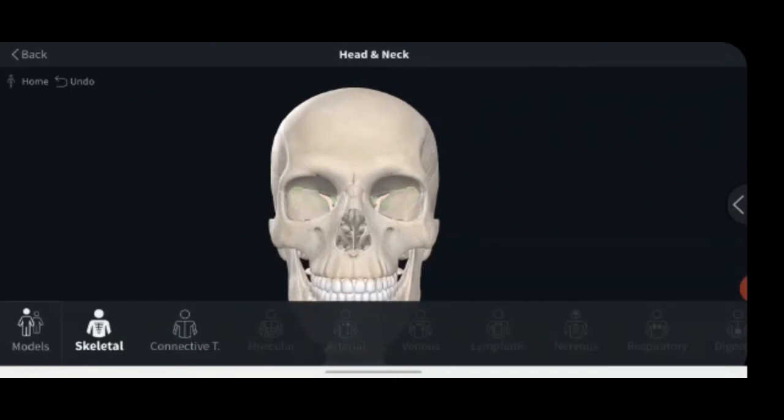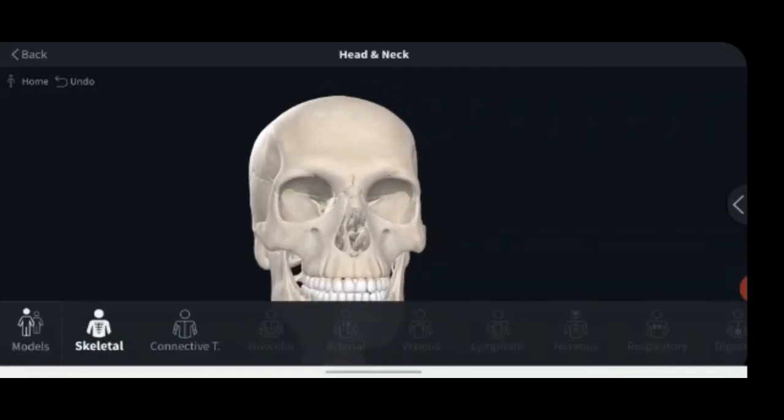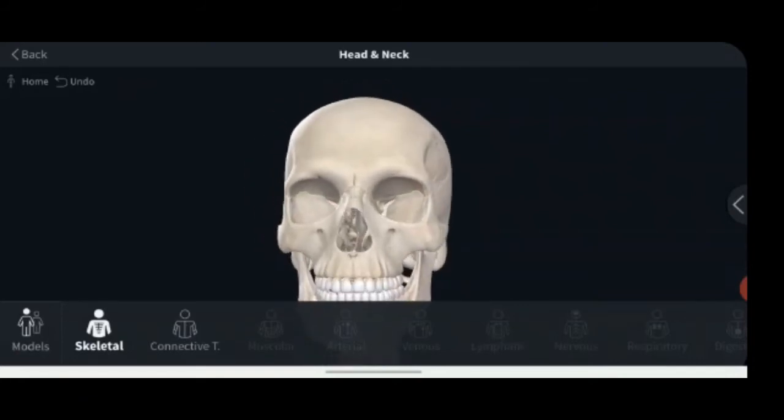The diploic tissue is replaced by the mucus-lined air-containing spaces known as the paranasal sinuses. So in all these bones, we have the paranasal sinuses. What are the functions of the paranasal sinuses? They act primarily as air conditioning chambers and add humidity and temperature to the inspired air.